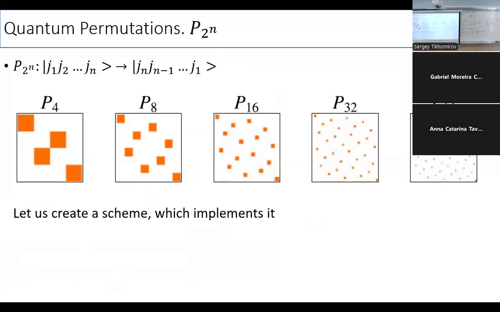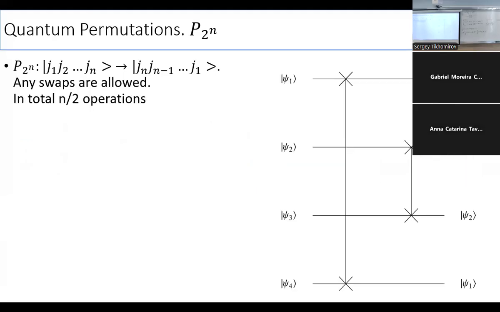So just to practice, intuitively it seems that we have not much to do. Let us consider certain permutations of the basis. If you have the basis state G1, G2, Gn, it reverses, it changes the qubits, and this is how the matrix looks: the orange is 1, the white is 0. Which scheme can implement this?